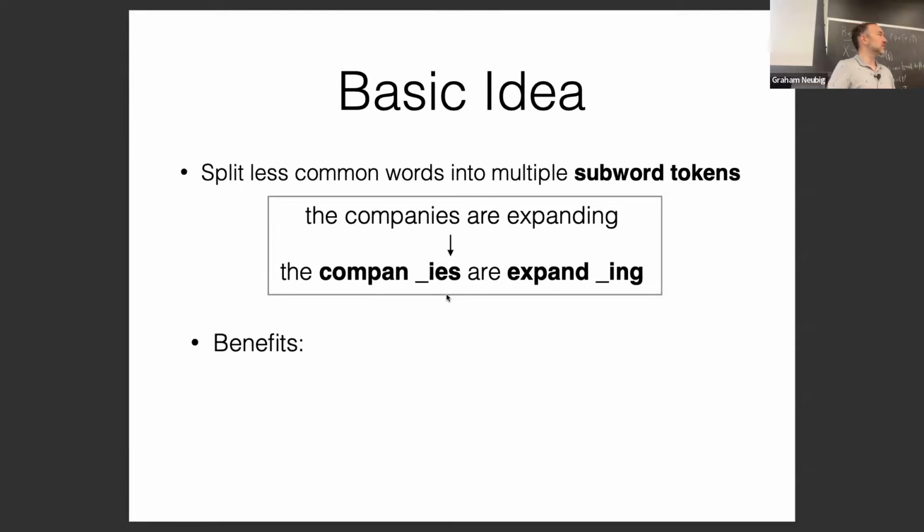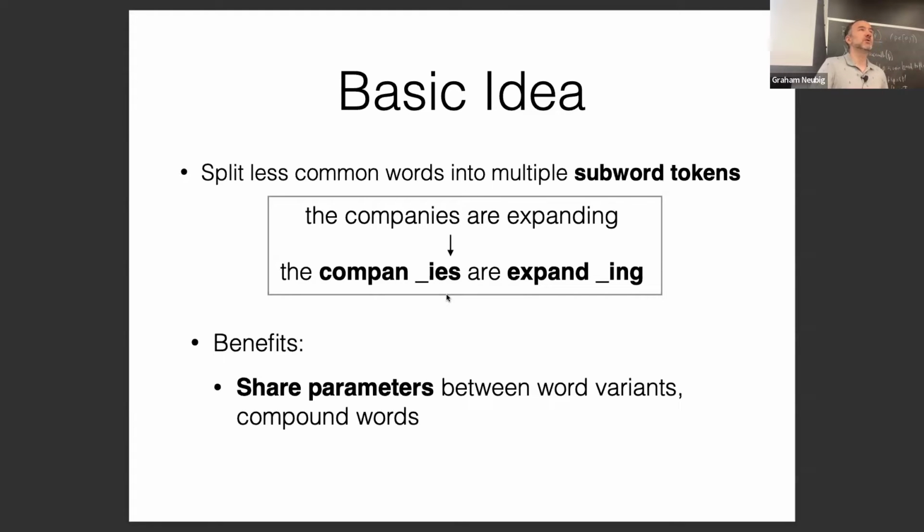So the benefits of this are basically that we can share parameters between word variants and compound words. So for example, if we do this, we have expanding. And so we can use the same word embedding for expand, regardless of whether it is followed by ing or not. And then we can have ing be like something special that converts it into the present progressive. Note that this doesn't always work. So here we split compan and ease. So we didn't split it into company and ease. So there are limits to this.